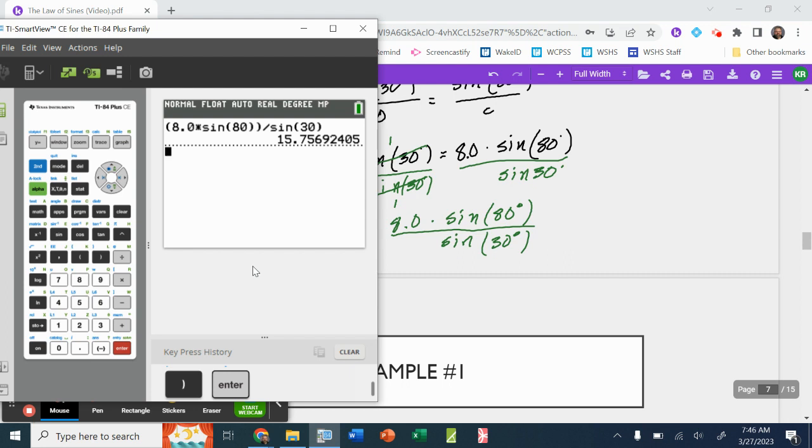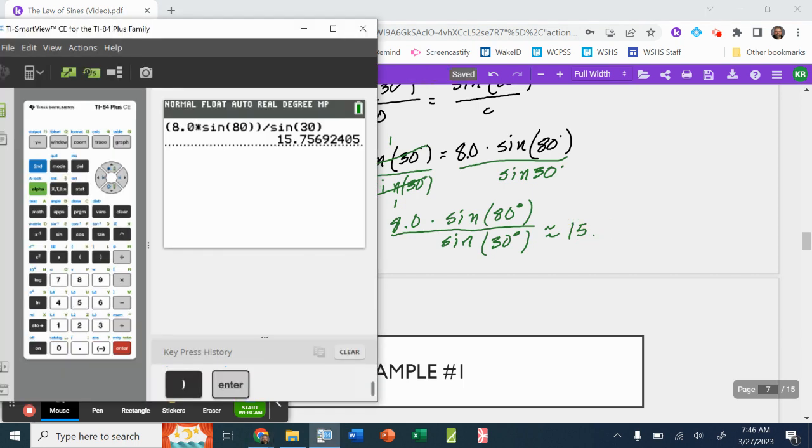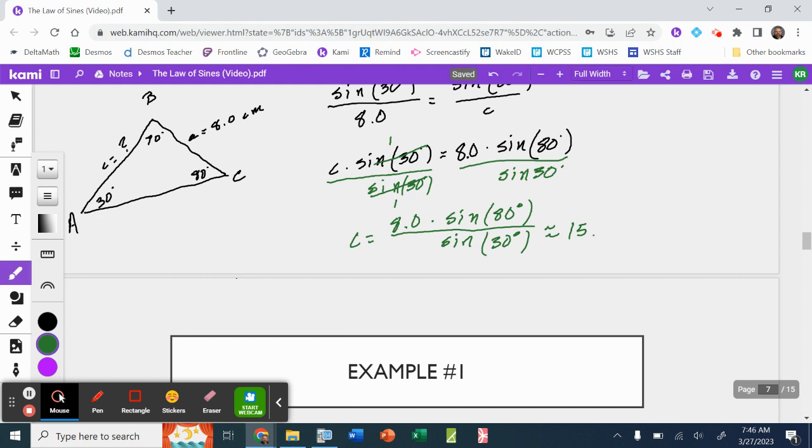So as far as my answer goes, depending on what the problem instructs you to do, and there were no instructions on this one, so I'm going to round it to 3 decimal places. But in this case, side C would be approximately 15.757, if we round to 3 decimal places, centimeters in length. And again, that's an approximation because we ended up with an irrational number.